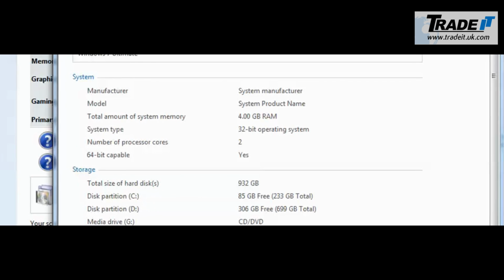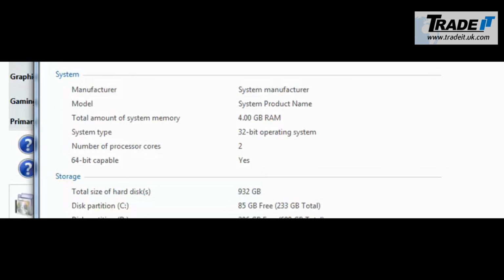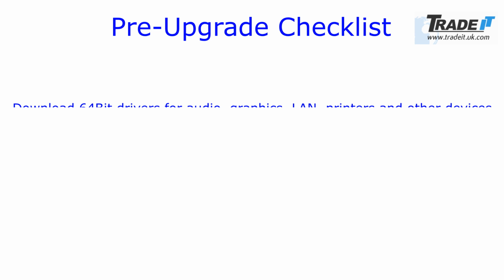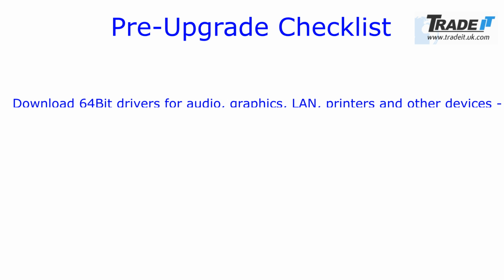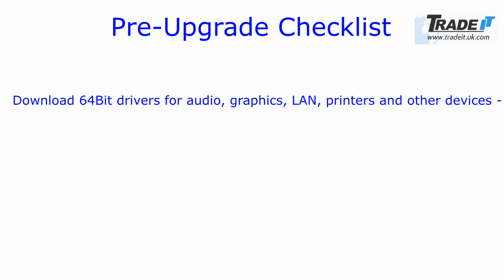Finally, before you upgrade, there are a few more things you need to consider. Download 64-bit drivers for all the equipment and devices connected to your PC. This will include your LAN adapter, graphics card, and printers. Check the manufacturer's websites for the latest drivers, then download and burn these drivers to a CD or copy to a memory stick.